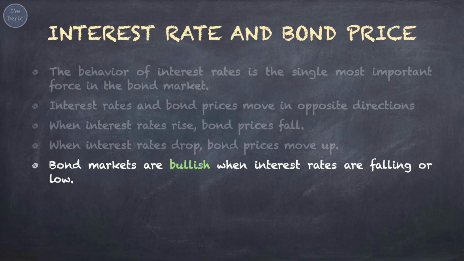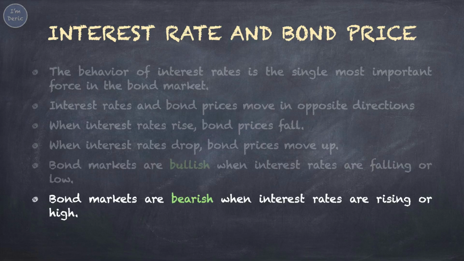That's why bond markets are bullish when interest rates are falling or low. Bullish means market prices are going up. This is an important strategy for government to stimulate the market. Reducing market interest rates can help make the investment market go up. In opposite, bond markets are bearish when interest rates are rising or high. Bearish means market prices are going down.